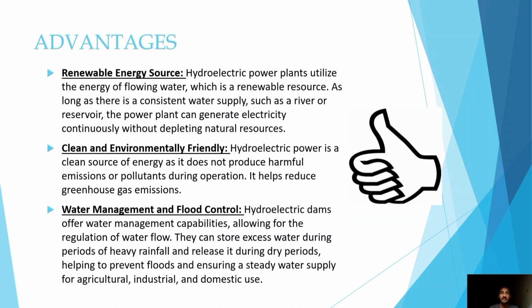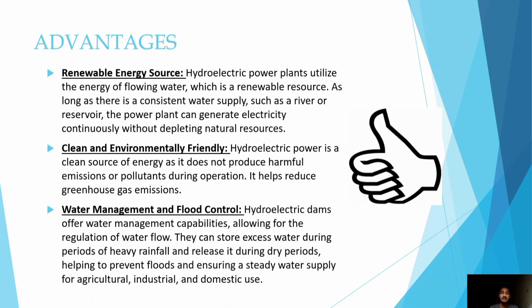Now we talk about the advantages of the hydroelectric plant, by which we can say that it is an efficient power plant. First, it is a renewable energy source. A hydroelectric power plant utilizes the energy of the flow of water, which is a renewable source. As long as there is a constant water supply, such as a river or reservoir, the power plant can generate electricity continuously without depletion of natural resources. Second, clean and environmentally friendly.